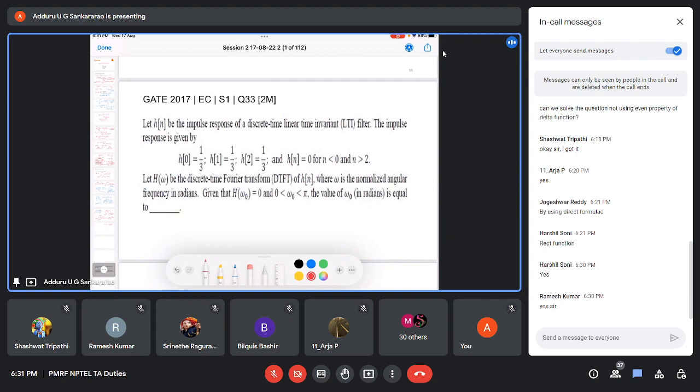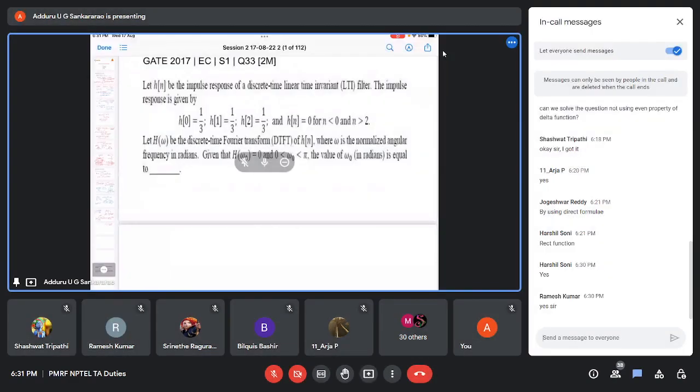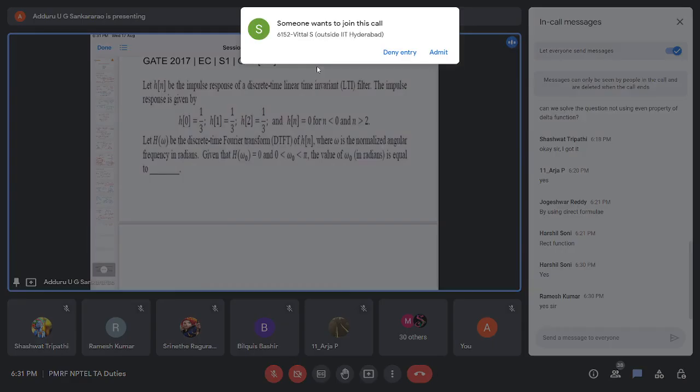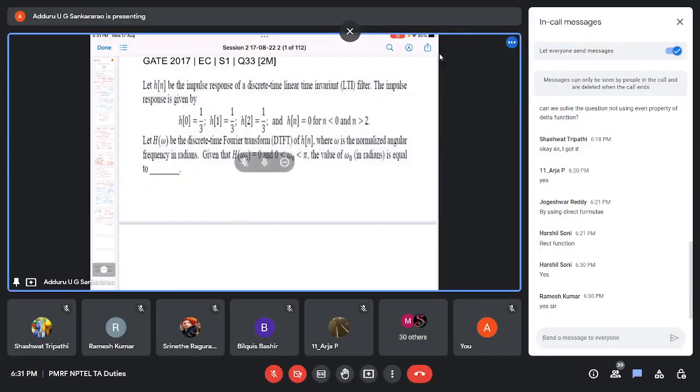It's a straightforward question. Here they have given a discrete LTI system, an LTI filter, and the impulse response is given. Since it is a discrete signal, we use the discrete time Fourier transform. We need to find H of omega and equate it to 0 to find omega naught.